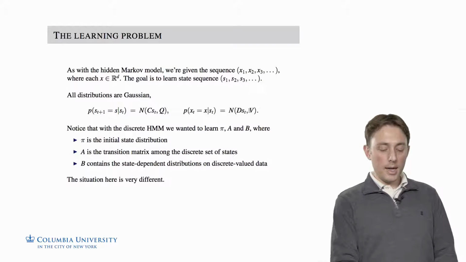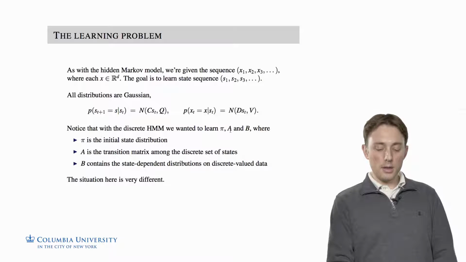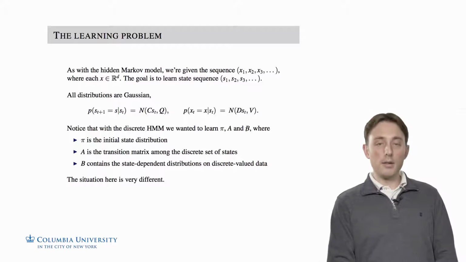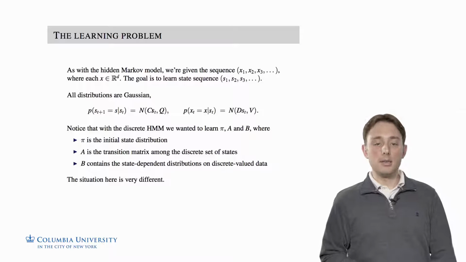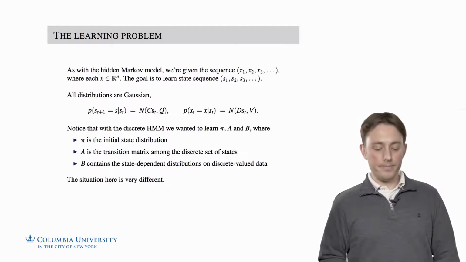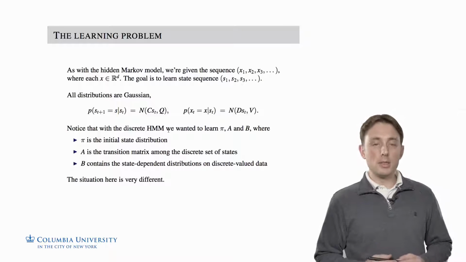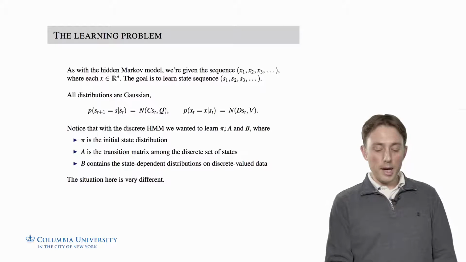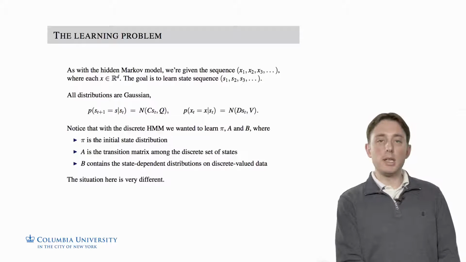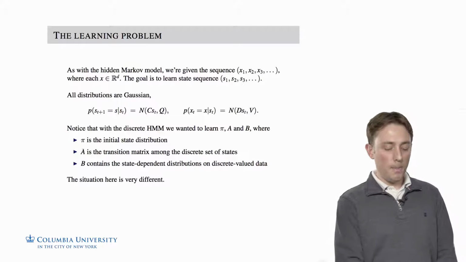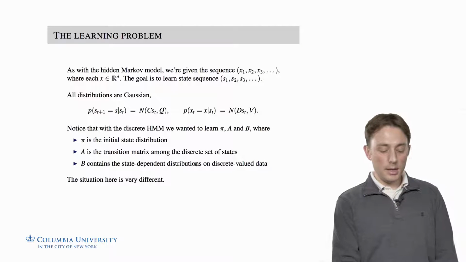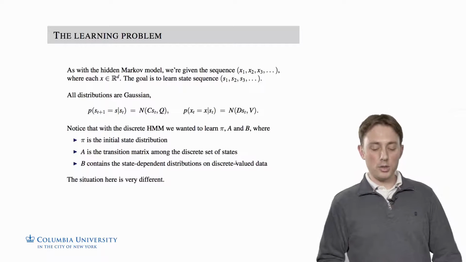So notice that with the discrete HMM, we had these other model variables, pi, A, and B, and we wanted to learn those as well. Here, we don't have any of those. All we want to learn is the underlying state vector as a function of time. So again, just to emphasize, let's notice how this is very different from the discrete HMM. With the discrete HMM, we wanted to learn pi, A, and B, where pi was an initial state distribution, where we had a discrete set of states. A was a transition matrix among the discrete set of states, and then B contained the state-dependent probability distributions.